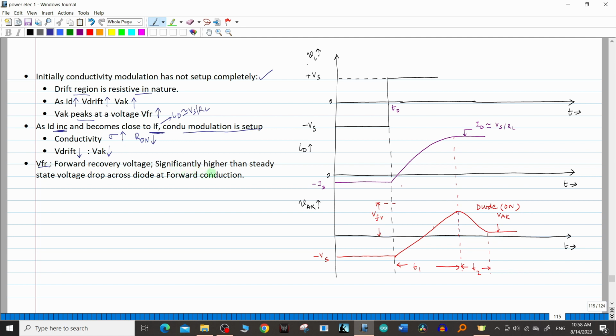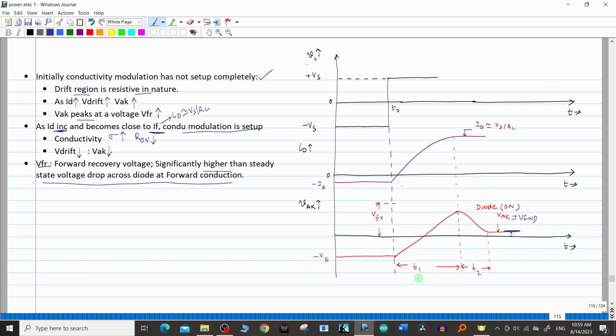Now, this VFR is significantly higher than the steady state voltage drop across the diode at forward current. You can see this is the V forward, the steady state drop in forward condition, this small value. But you can see that this VFR is significantly higher. And in some cases, if you are not careful, this can even damage certain circuits. So that is very important.